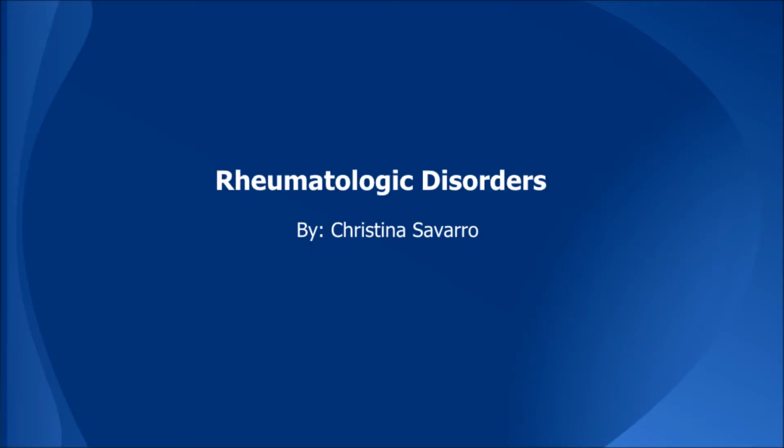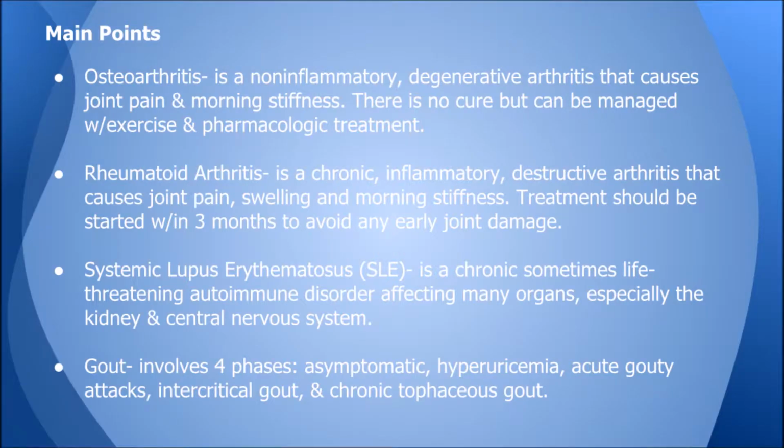Okay, this is Chapter 10, Rheumatologic Disorders. I picked this chapter because I have a lot of personal as well as family history with a few of these diseases. This chapter is going to talk about the differences between osteoarthritis, rheumatoid arthritis, systemic lupus erythematosus, and gout.